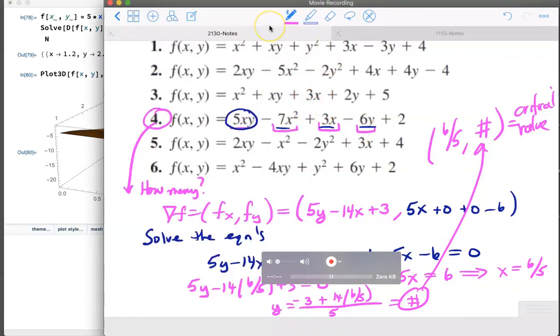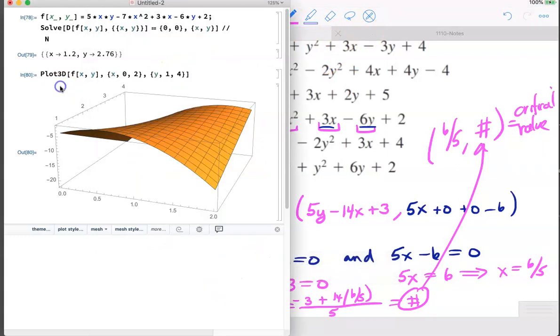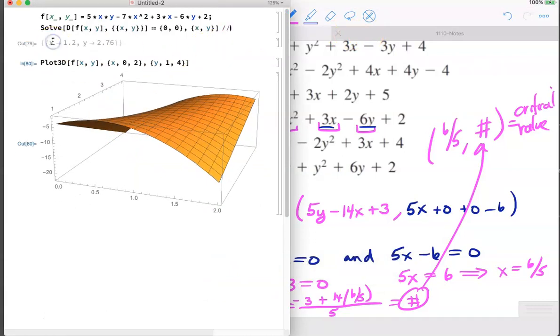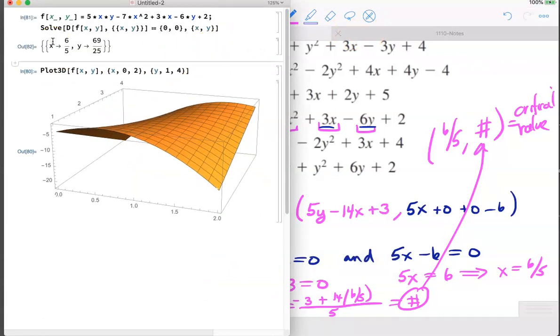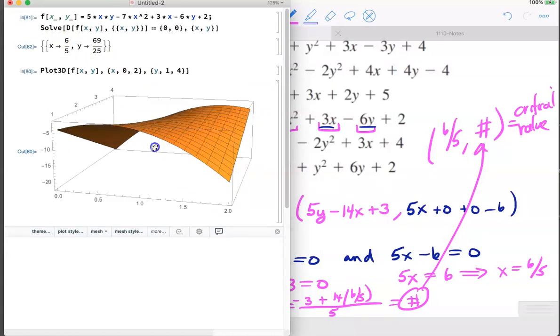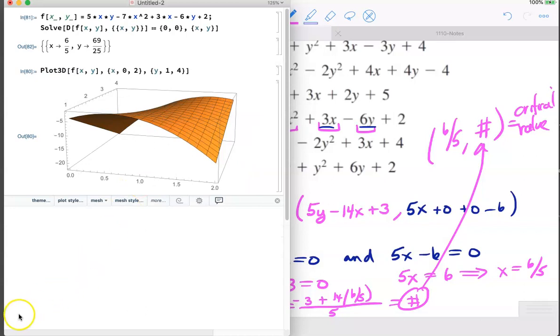And the method of determining what kind of critical point we have is the role of the second derivative test. So I believe that at the critical value 6/5, 69 over 25, we're going to have a saddle point. And that will be the point of the following videos.